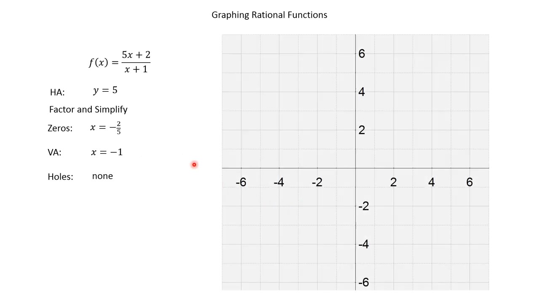So now we can graph it. Start out with our graph. Horizontal asymptote first, y equals 5. Then vertical asymptote, x equals negative 1. And then our 0 at negative 2/5. Now looking at this one, we know that it's going to hit 0 here, and it's going to get close to this line. Now, if it went up, it would hit this other asymptote. That's not a good thing, which tells us it should go down.